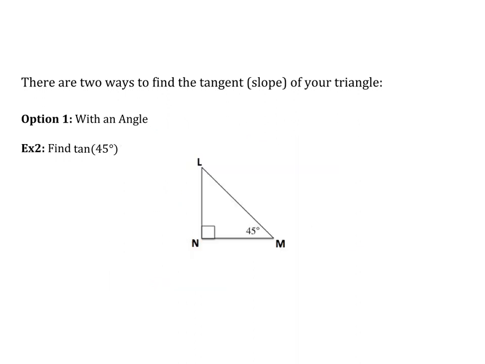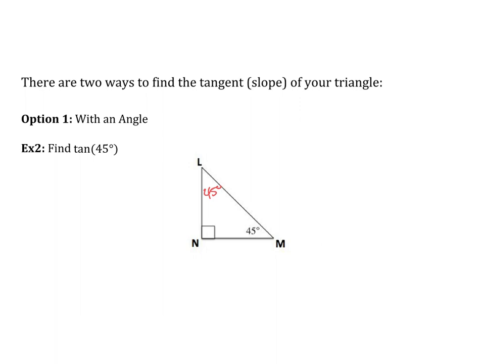For our next triangle, we want to find the tangent of 45 degrees. And one thing we can do to help us with this problem, knowing that we have an angle of 45 degrees and it's a right triangle, is that I automatically know that my other angle is also going to be 45 degrees, which means this is one of our special triangles that we learned about.